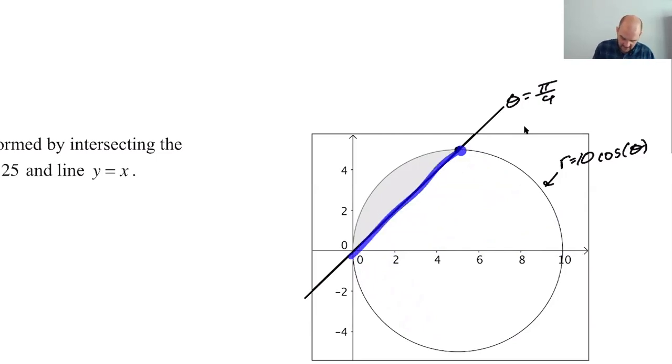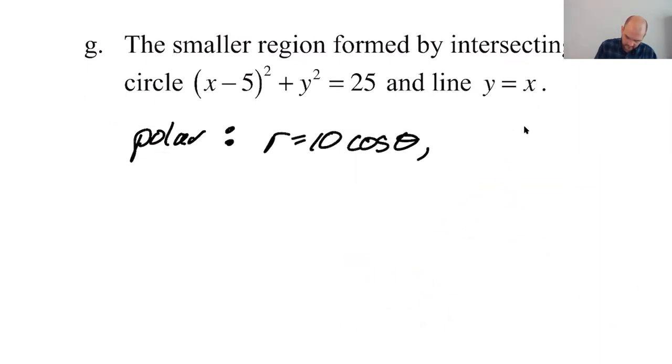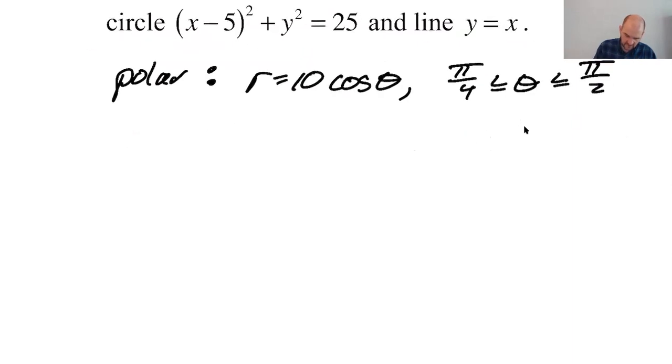So I really just want to do pi over 4 to pi over 2 of this. Well, this thing squared. I mean, that's the outer region. So to describe the region in polar, I'm going to have r equals 10 cosine theta. And then for the region, I want to go pi over 4 to pi over 2. And that should give me what I'm looking for. So this will be 1/2 the integral from pi over 4 to pi over 2 of (10 cosine theta) squared.